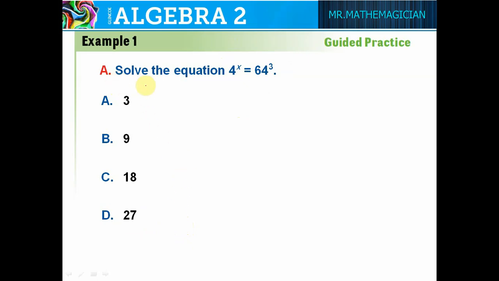Now solve the equation 4 to the power of x equals 64 to the power of 3. Is it a, b, c, or d? So we leave 4 to the power of x as is. 64, we all know that 64 is 4 to the power of 3. Don't forget the old power, 3. So 4 to the power of x remains. Powers will be multiplied, so 4 to the power of 9. Cancel the bases, so x should equal 9. The right answer is 9.